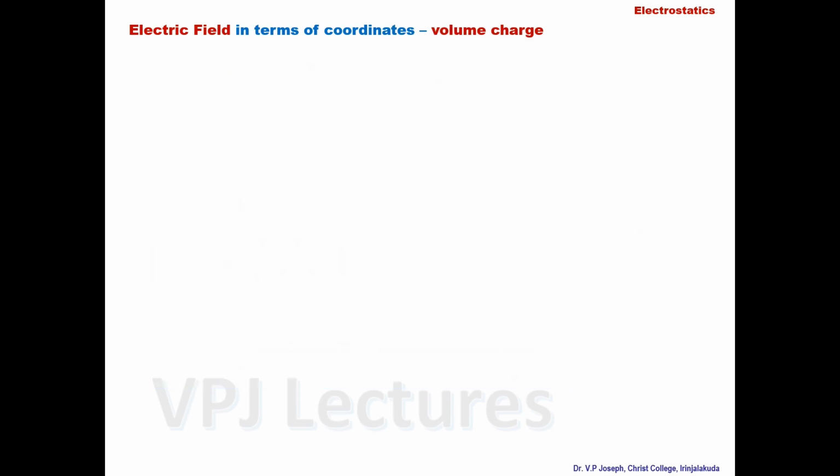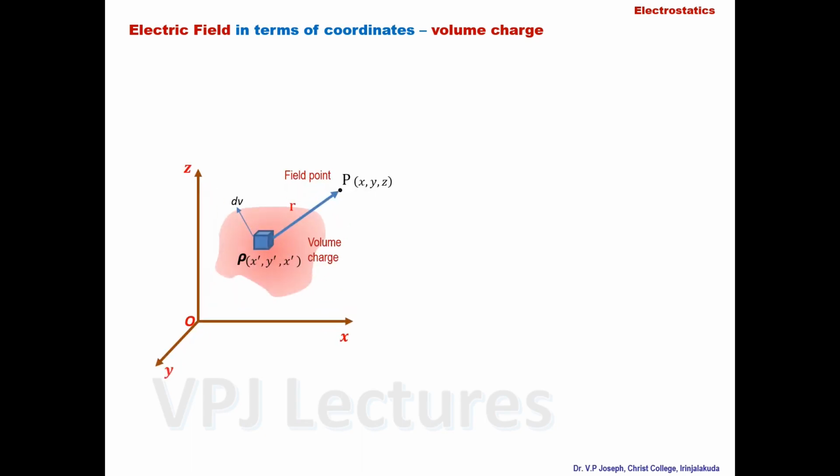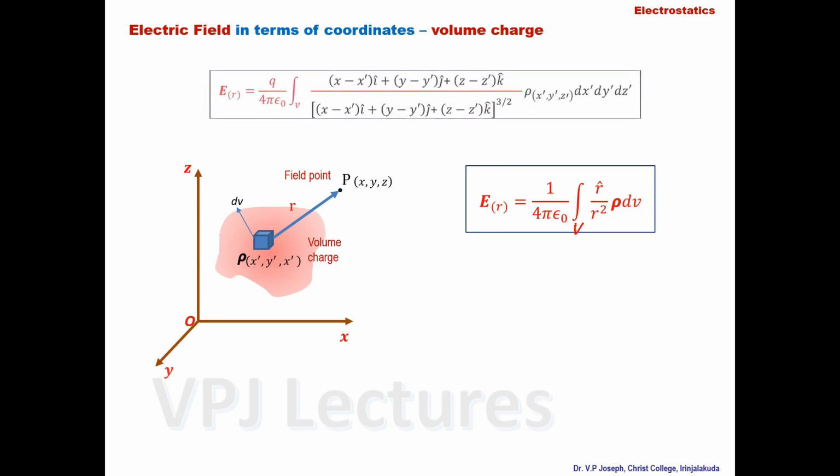Now let us consider the same situation for a volume charge. This is the general form. The volume charge is taken as rho(x', y', z'), and the field point is taken at (x, y, z). And the expression again for this particular situation is E of R is equal to 1 by 4 pi epsilon 0 volume integral R-hat by R square rho dv. That changes to this form.